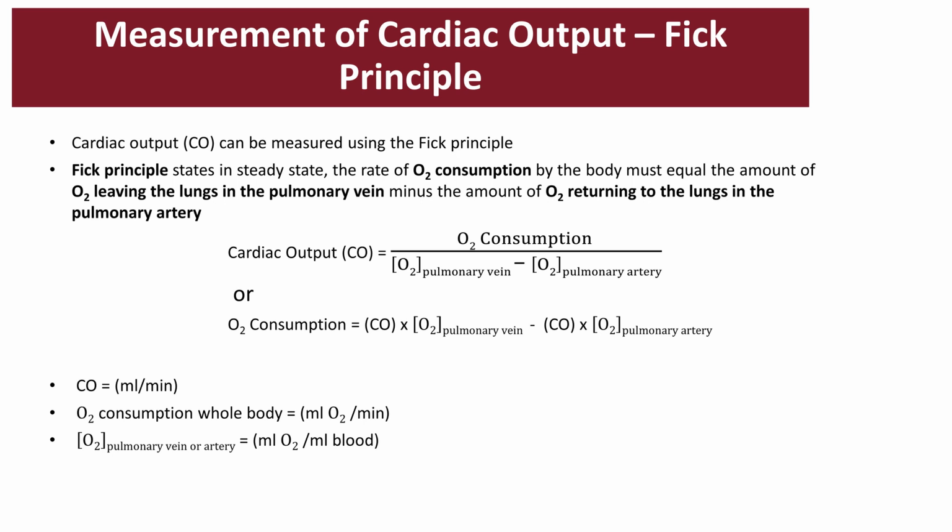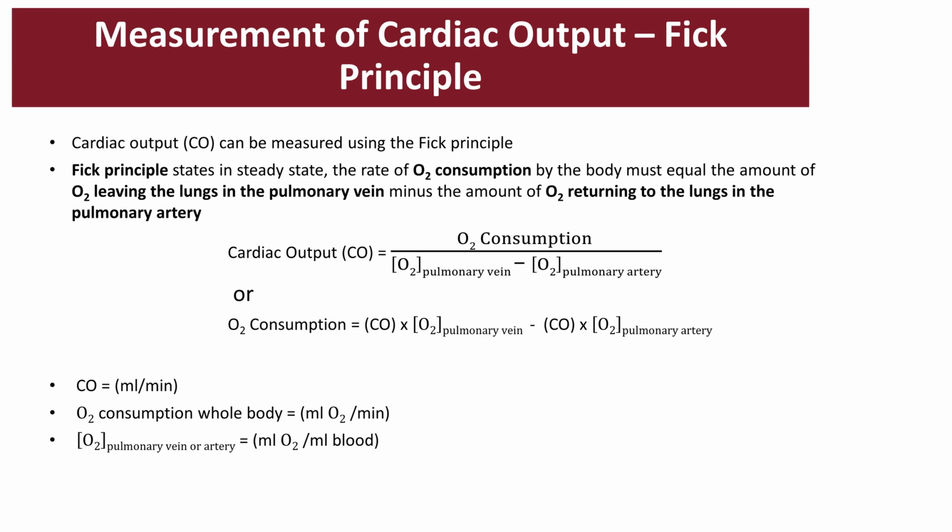Cardiac output is defined as volume ejected by the left ventricle per unit of time, and it can be calculated with stroke volume and heart rate. We can also measure cardiac output using the Fick principle. Fick principle states that in a steady state, the rate of oxygen consumption in the body should be equal to the amount of oxygen leaving the lungs in the pulmonary veins minus the amount of oxygen returning to the lungs in the pulmonary artery. So cardiac output, CO, is equal to the total oxygen consumption in the numerator divided by the concentration of oxygen in the pulmonary vein minus the concentration of oxygen in the pulmonary artery.